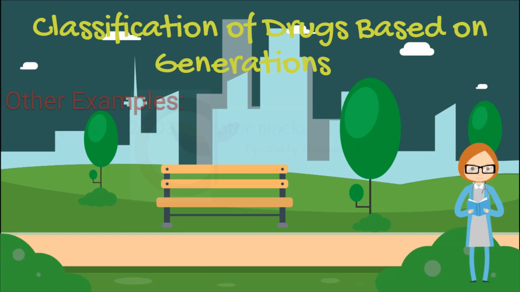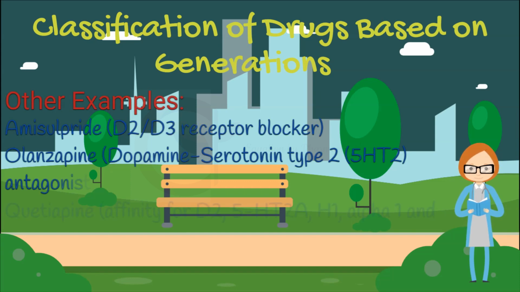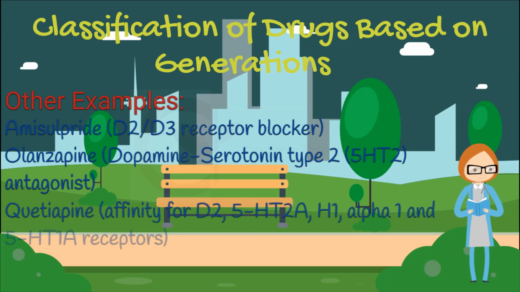Other examples of SGAs include amisulpride, which is a D2, D3 receptor blocker, olanzapine, which is a dopamine and serotonin type 2 or 5-HT2 antagonist, and quetiapine. It has affinity for D2, 5-HT2A, H1, alpha-1 and 5-HT1A receptors.